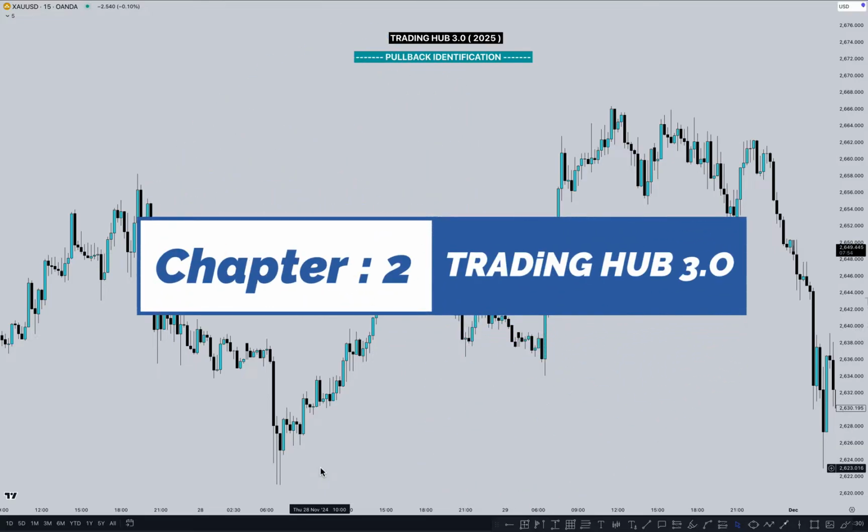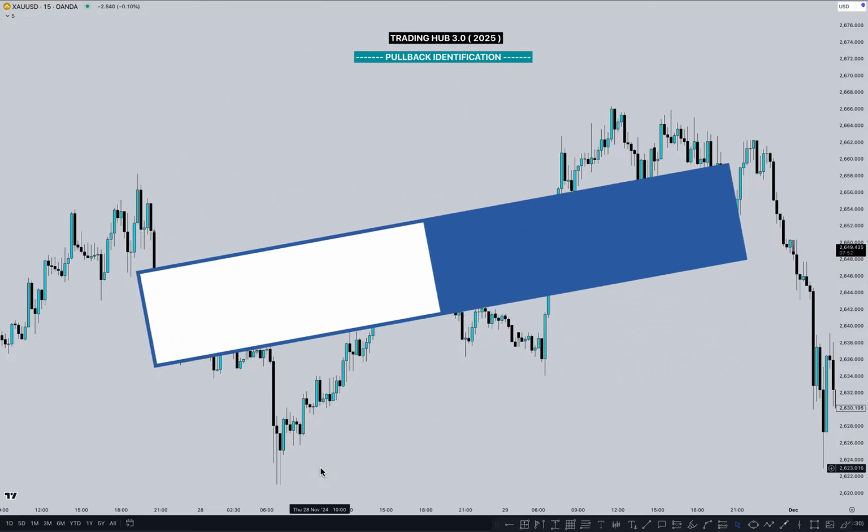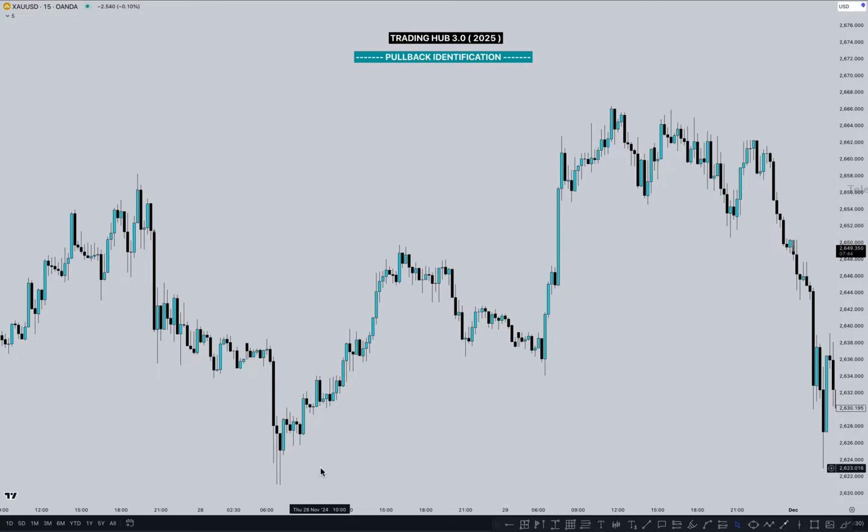In this chapter, we are going to learn how to identify a bearish pullback and what criteria we should follow to confirm whether it is a valid pullback or not. As we explained in a previous chapter, we identified pullbacks in a bullish market. But in this chapter, we are going to learn how to identify a valid pullback and an invalid pullback in a bearish market.